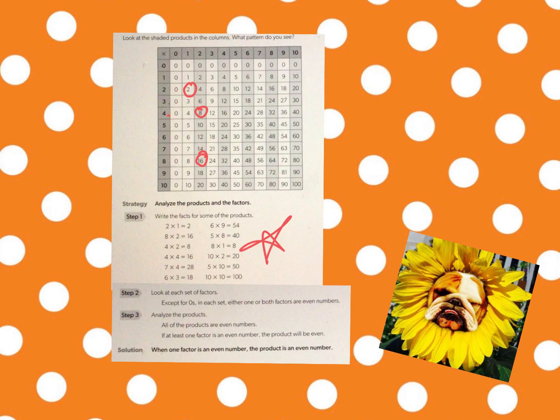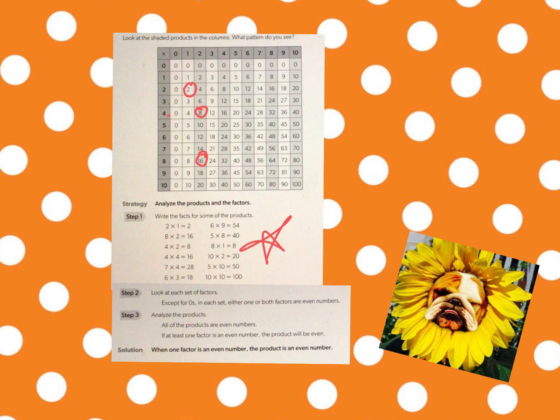Okay? So if you look at those set of factors that are right here, except for zeros in each set, either one or both of the factors are even numbers. So what we can do is we can analyze the products. All of the products are even numbers. If at least one factor is an even number, the product will be even. So when one factor is an even number, the product is an even number.